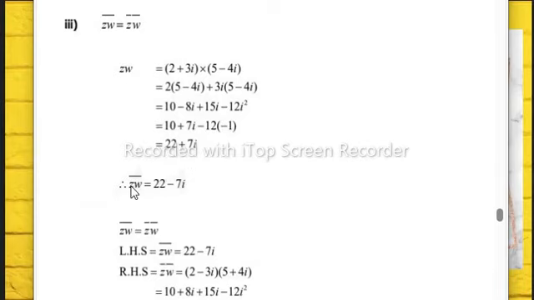Now we take the conjugate of zw, z into w. So the conjugate of 22 plus 7 iota is 22 minus 7 iota. Let's see the right hand side.